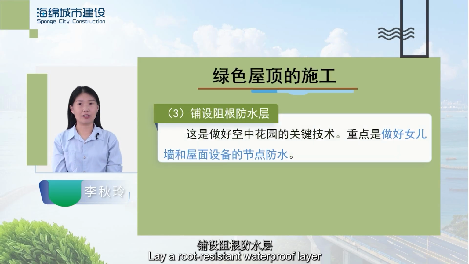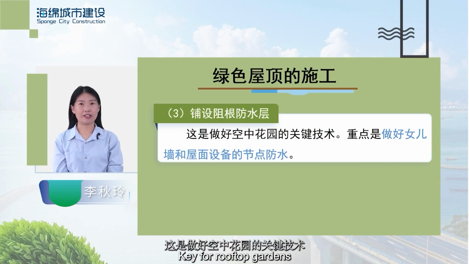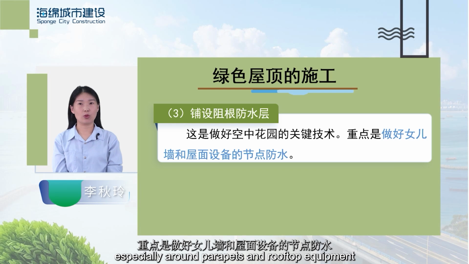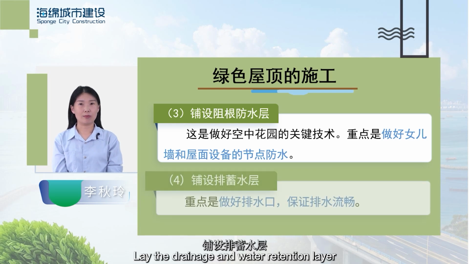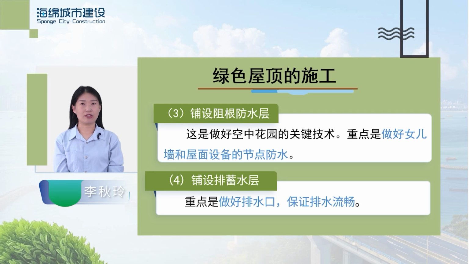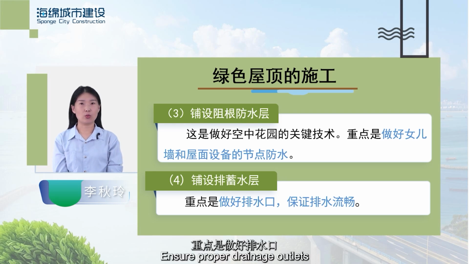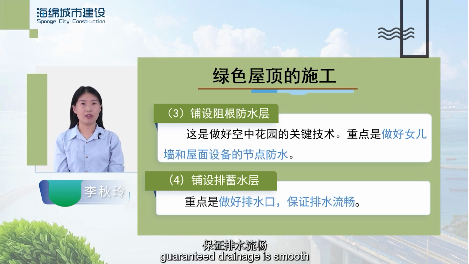Lay a root-resistant waterproof layer, key for rooftop gardens, especially around parapets and rooftop equipment. Lay the drainage and water retention layer. Ensure proper drainage outlets, guaranteeing that drainage is smooth.